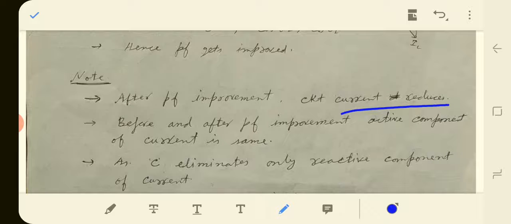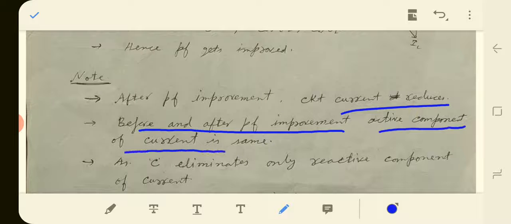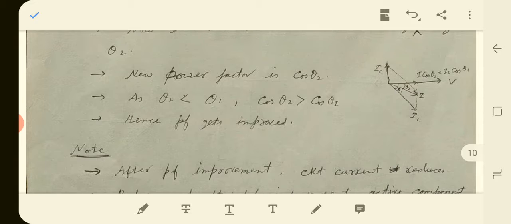The second note is that before and after power factor improvement, the active component of current is the same. There are two components of the net current: one is the active component and the other is the reactive component. Active component is I cos phi and reactive component is I sin phi.